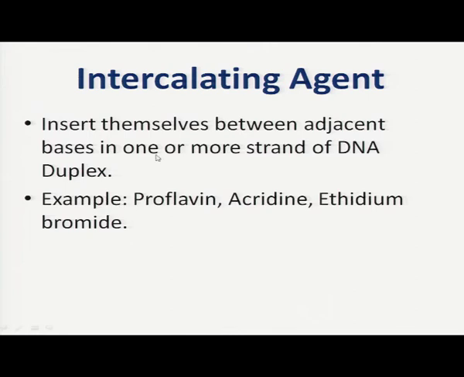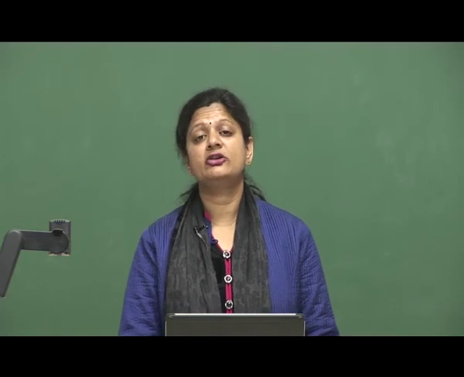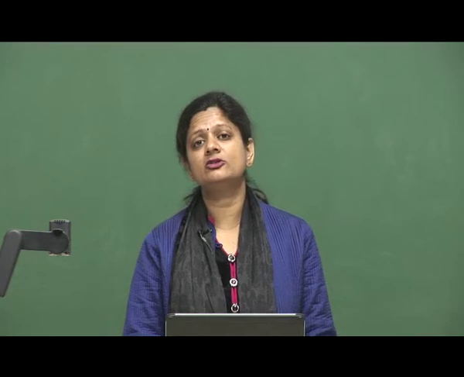Here are some examples of intercalating agents: proflavin, acridine, ethidium bromide. These chemical compounds can get inserted inside the DNA sequences and change the whole DNA sequence, and accordingly the messenger RNA will change, and if messenger RNA changes, the protein will also change, which can lead to different types of diseases. So, these are certain examples of chemical mutagens.